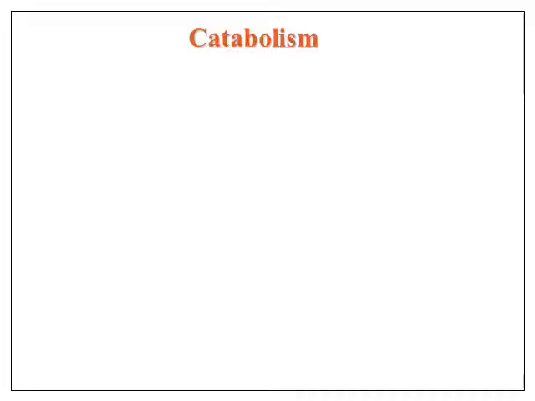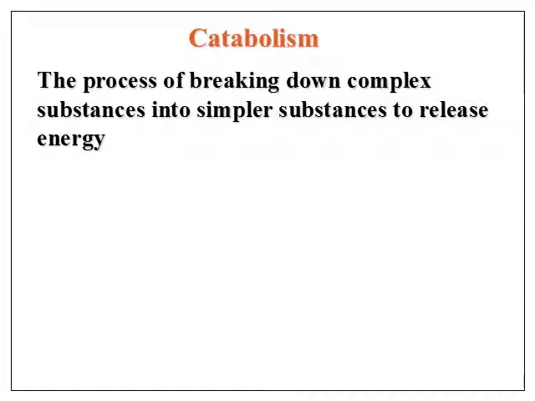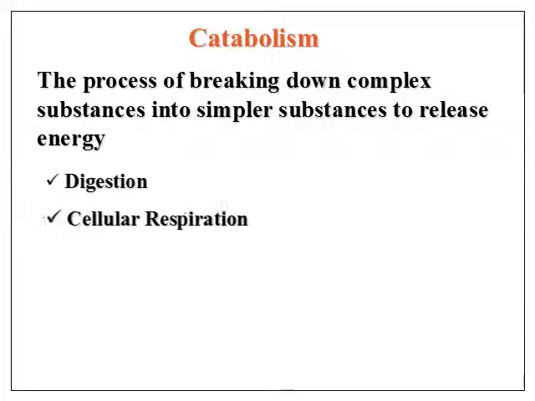Now we also have something called catabolism. Catabolism is the opposite of anabolism, which is the process of breaking down complex substances into simpler substances to release energy. So think of it like digestion or cellular respiration. We take in the glucose, we take in the oxygen, and we break it down into water, CO2, and energy.